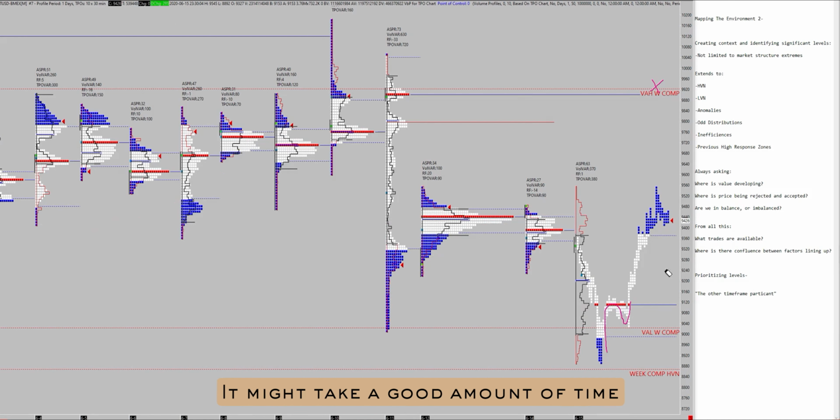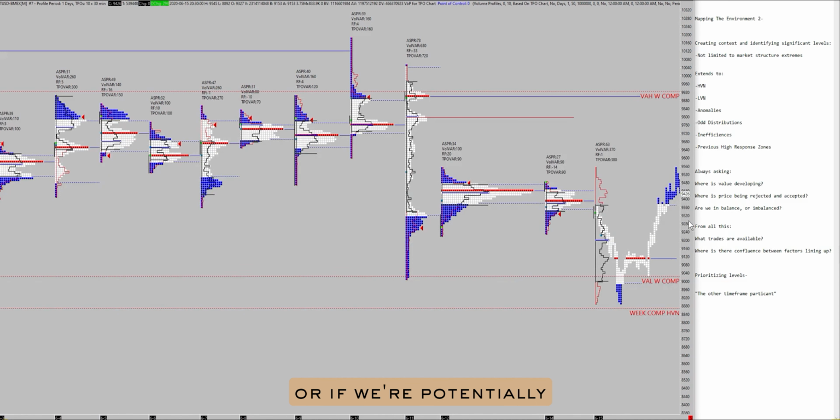It might take a good amount of time, but generally when you have this kind of momentum off of the low with all the volume down there, we're going to have some continuation up to the high. It's just a matter of seeing how the days transpire to see if that is coming first, or if we're potentially going to come lower and form another range.